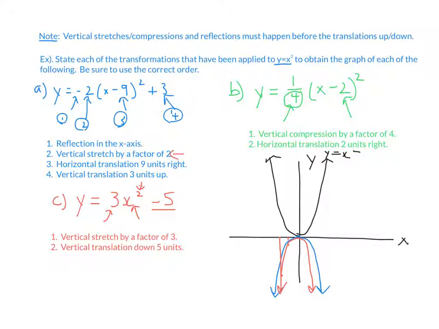Then I'm horizontally translating that 9 units to the right. So now I'm going to use yellow here. I've got to pick up the red graph and move it, sorry, this is green, not yellow, and move it 9 units to the right.